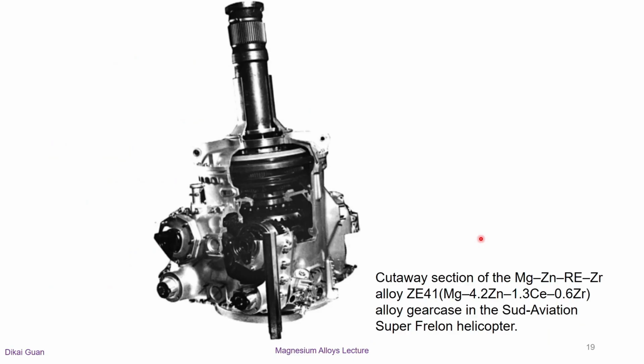One commonly used alloy is ZE41. Magnesium with 4.2% zinc, 1.3% Ce and 0.6% zirconium develops moderate strength when given a T5 temper treatment, which is maintained up to 150 Celsius degrees. As shown in the figure, one application has been helicopter transmission housings.